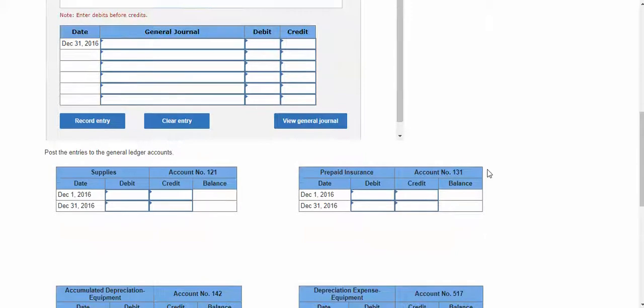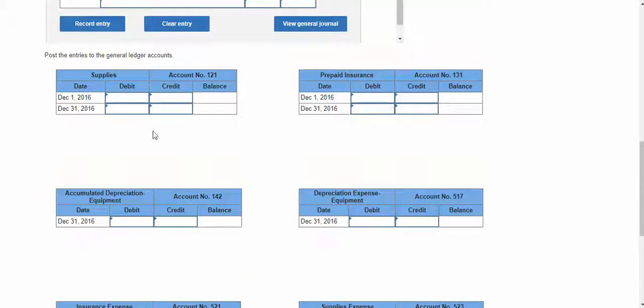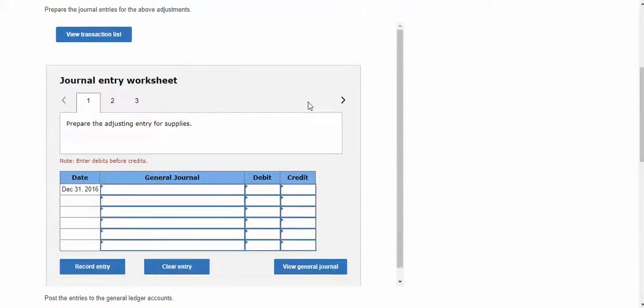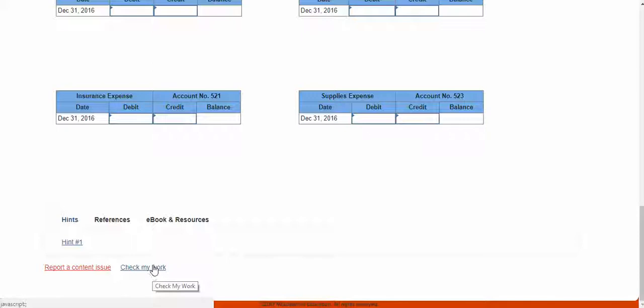So we're going to have a total of 6, 1, 2, 3, 4, 5, 6. And you know what? They only need the initial beginning balance in 2 of them. So that's going to be given to you in the problem. So again, you can actually check your work over here. So as you put stuff in, check your work.